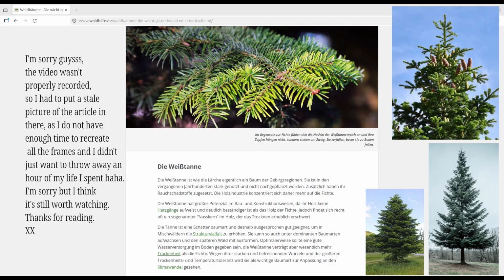Yeah, I think the Blautanne is usually more used as a Christmas tree, if I'm not completely mistaken, because I think the Tanne in general, fir in English, or there are different translations, is the tree most associated with Christmas. Tannenbaum, in German we call it. Fir tree or Christmas tree, here you see it.